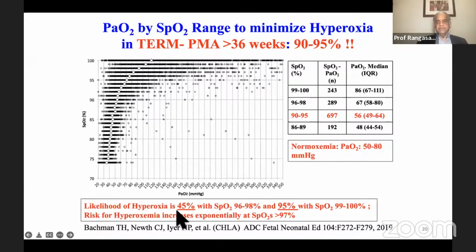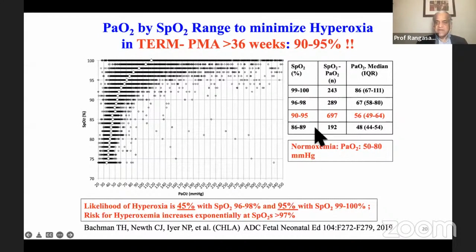Likelihood of hyperoxia is 45% when the saturation is between 96 to 98. Okay, so if it's 97, that baby could be hyperoxic. It's 95% when the saturation is 99 to 100. Because of the shape of the oxygen dissociation curve, risk for hyperoxemia increases exponentially when the saturation is more than 97. Same thing happens exponentially when the saturation is too low, below 80. Babies could be at very high risk for hypoxemia.